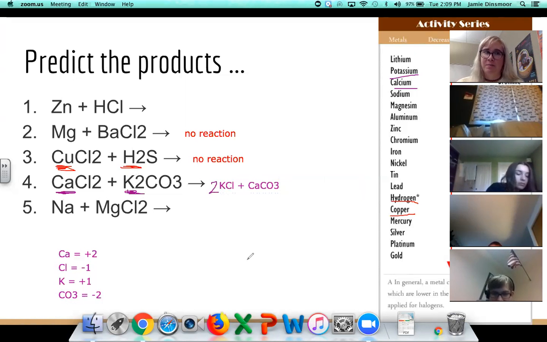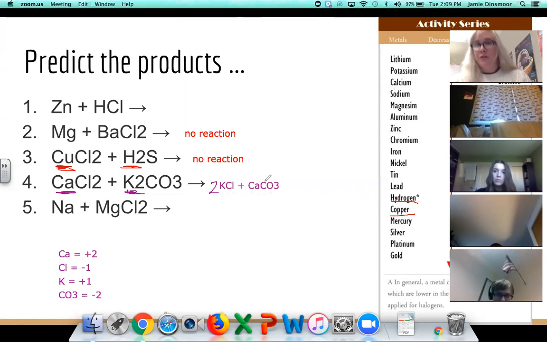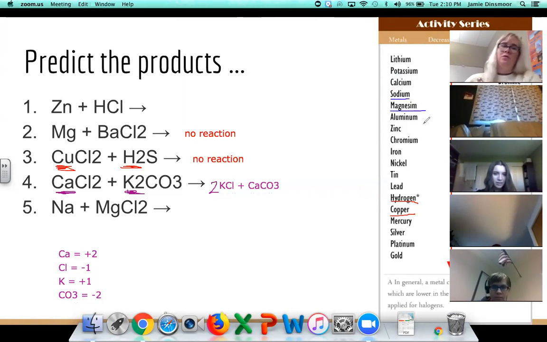Last and final example. Sodium and magnesium chloride. First question you should ask yourself, will this reaction happen? What are our 2 metals? Catherine says no. Well, let's confirm. We have sodium, we have magnesium. Let's come to our activity series. There's sodium, there's magnesium. Will sodium replace magnesium? Catherine says no. What do the rest of you guys think?